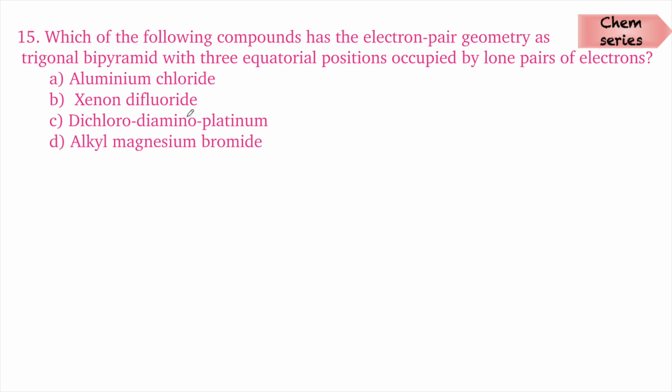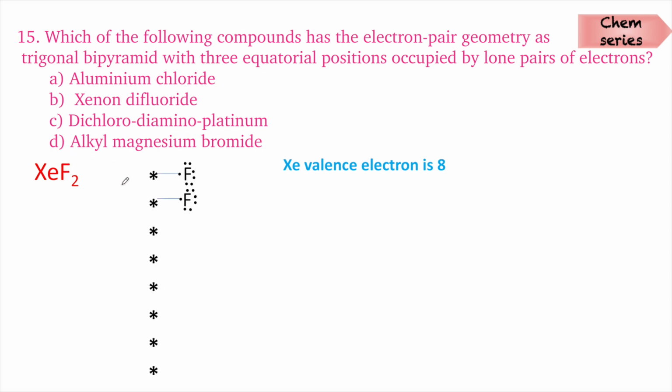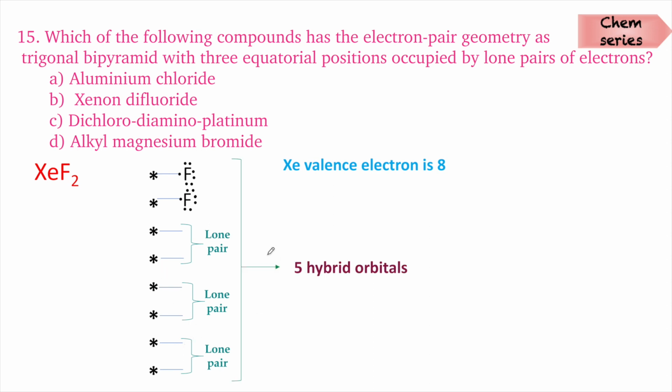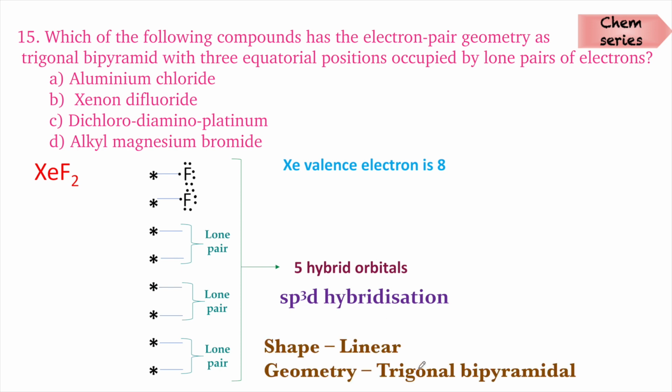Coming to xenon difluoride, that is XeF2, here Xe will be your central atom and its valence electron is 8. It has 2 fluorine atoms which take 2 valence electrons for bond formation. So the remaining 3 pairs will be your lone pairs. So there will be 5 hybrid orbitals, that is sp3d hybridization, which forms trigonal bipyramidal geometry.